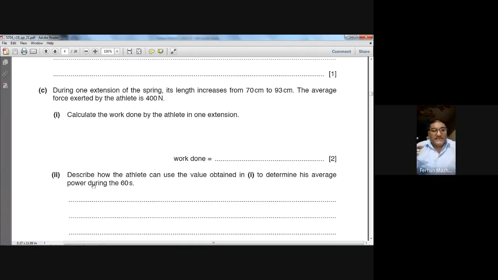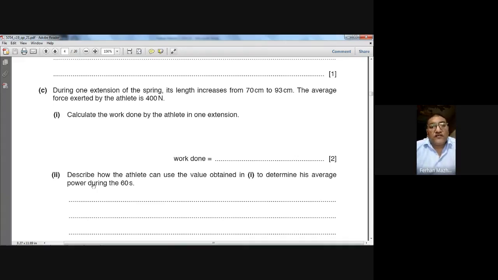So spring is normally 70 centimeter. And when you apply force, due to that force, the spring becomes 93 centimeter. So the length of the spring changes from 70 centimeter to 93 centimeter. So under the influence of that force, the spring has moved how much? 93 minus 70. That will be 23 centimeter. So if you want to find out how much work is done, that is force into distance.